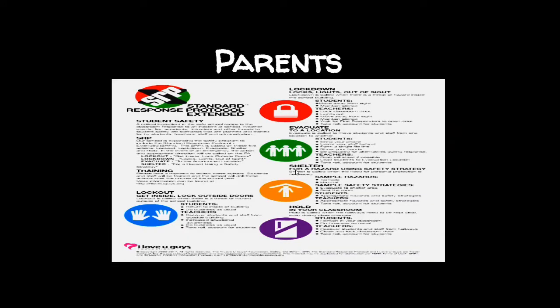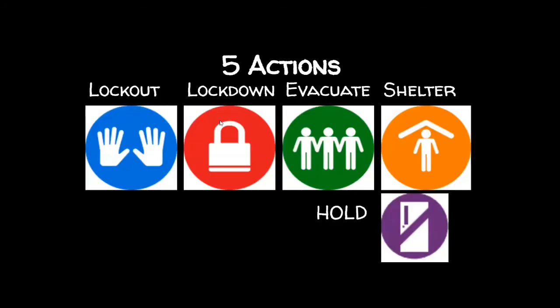Parents receive this letter. This letter, again, goes through what we do if we have to call one of these things. So we do have the 5 actions. They are lockout, lockdown, evacuate, shelter, and hold.